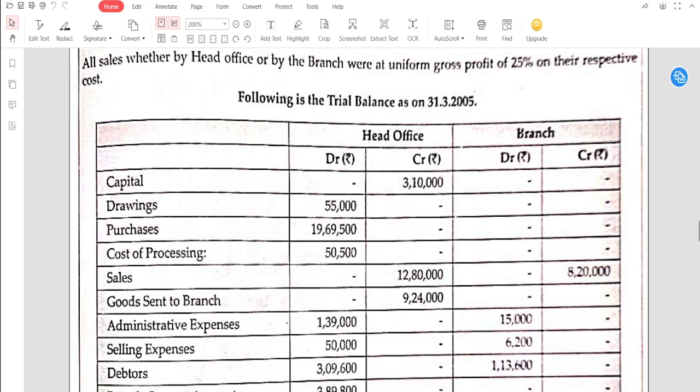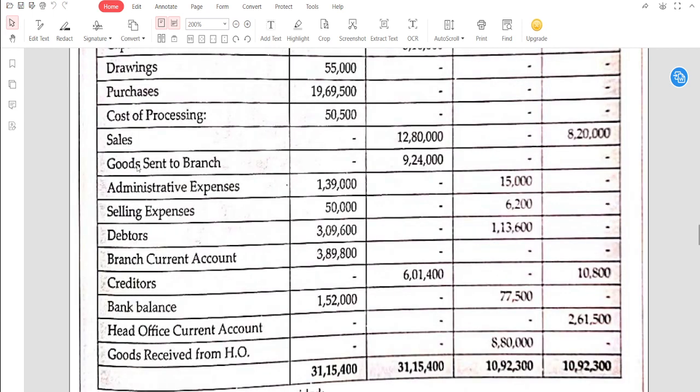Now the same thing we are going to do. Goods sent to the branch is how much? देखिए यहाँ पे क्या लिखा है, ये सबसे पहले समझना पड़ेगा ठंडे दिमाग से, ओके? Goods sent to the branch is 9,24,000, परफेक्ट है. अच्छा नाउ व्हाट वी नीड टू डू, 9,24,000 तो यहाँ पे है, उसके बाद हम लोग क्या कर सकते हैं?